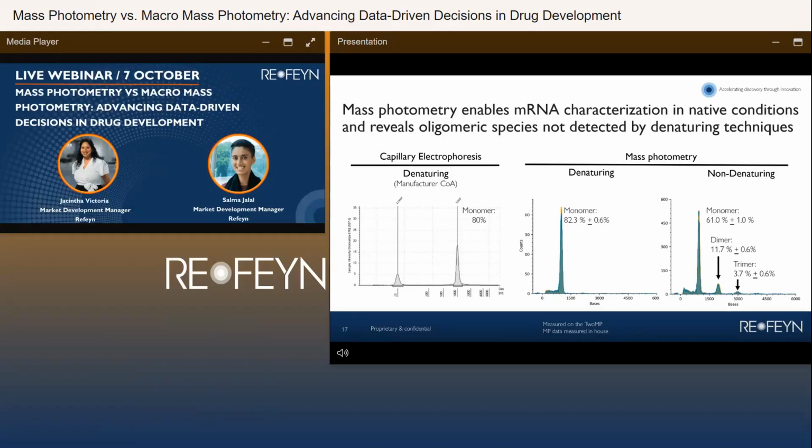And again, this is a 1-minute measurement using nanograms of sample versus a 15 to 20-minute run that you would need for CE or HPLC methods, and micrograms that you would need for those methods as well.